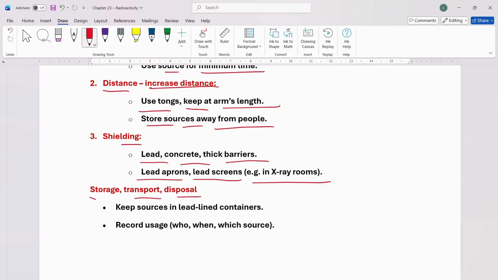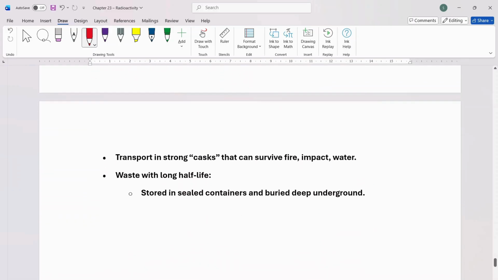Storage, transport, disposal: keep sources in lead-lined containers. Record usage: who, when, which source. Transport in strong casks that can survive fire, impact and water. Waste with a long half-life is stored in sealed containers and buried deep underground.